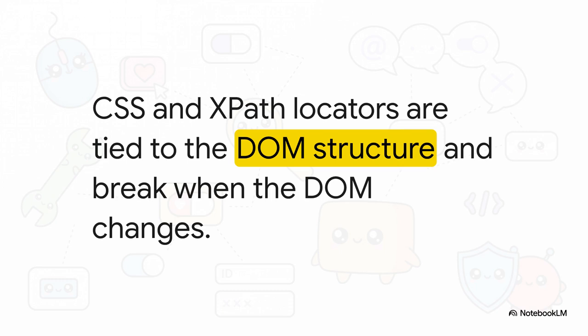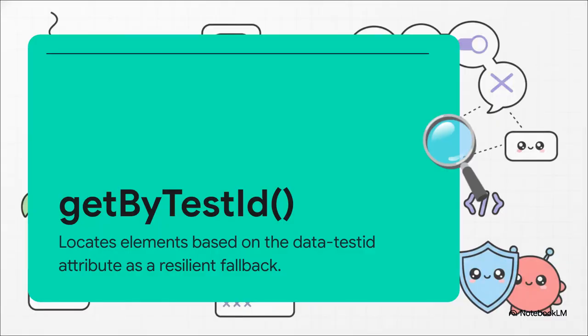Really try to stick to how the user actually perceives the page instead. So, you might be wondering, if you can't use a user-facing attribute, and you really shouldn't use CSS, what do? Well, you use GetByTestID. QA and developers can define explicit testing contracts using a data test ID attribute. It's highly resilient because even if the text or the role changes completely, the test still passes.